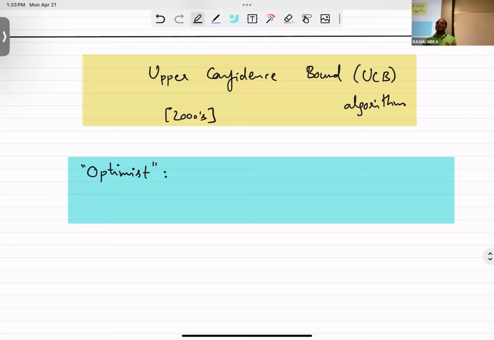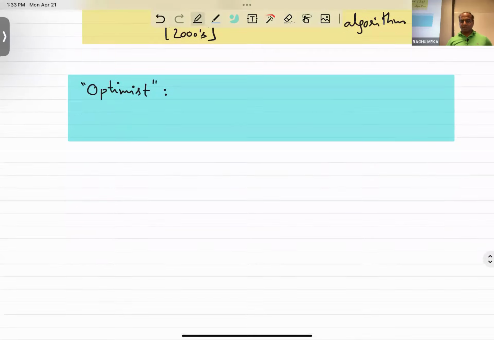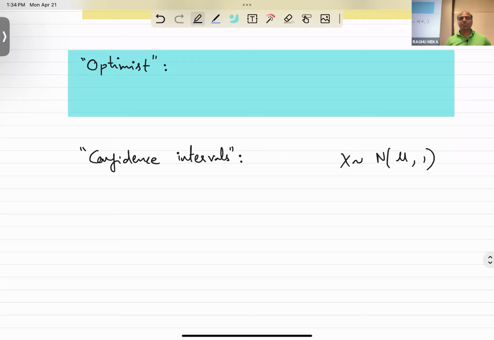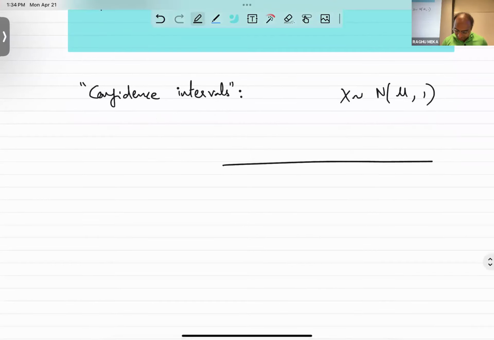There's this thing in statistics where you flip the problem, and these are called confidence intervals. So what does a confidence interval intuitively mean? Imagine I have a random variable x, which is N(mu, 1). So the mean is mu. It's a Gaussian random variable, but the variance is 1. I see a sample, and the sample was 10.